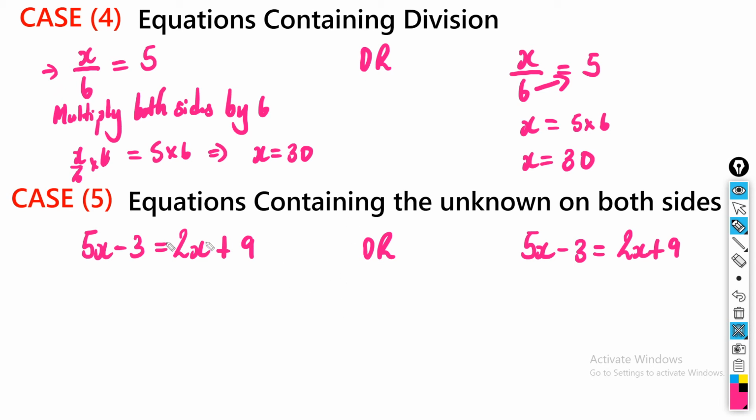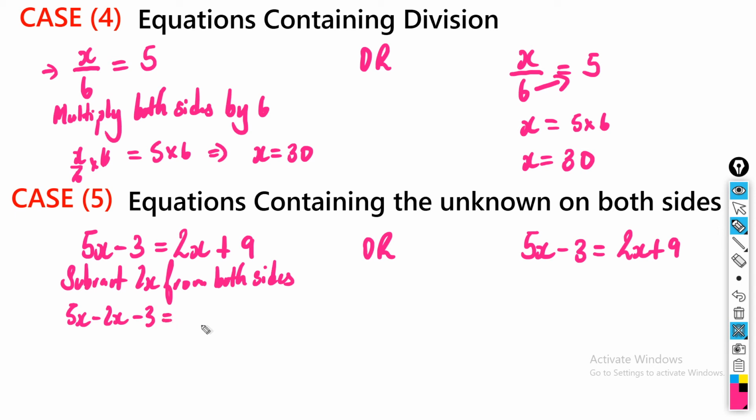Or well, sorry, we're looking into the next case, the fifth case, which is equations containing the unknown on both sides. Cool. So when you look at these two equations, guys, you can see here it's the same equation, but the unknown, the x, is on both sides of the equation, right? So we can take our time and use the simple steps here, and we can subtract 2x from both sides of the equation, and we end up with 5x minus 2x minus 3 is equal to 2x minus 2x plus 9, right? And then we're going to end up with 3x minus 3 is equal to 9.